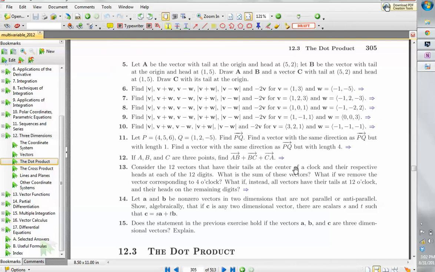How do you find a vector in the same direction as PQ but with length 1? Divide it by its magnitude, right? That creates a unit vector, right? That's described in the section. So you take the original vector and you divide by its length, and now you have a vector of length 1 that points in the same direction. Let's do the last one. How do you get a vector that's in the same direction but has length 4? Take the unit vector and multiply by which scalar? 4.